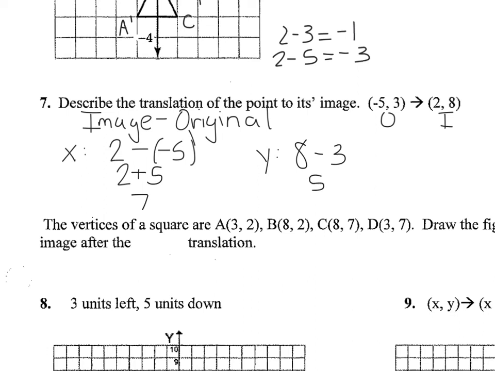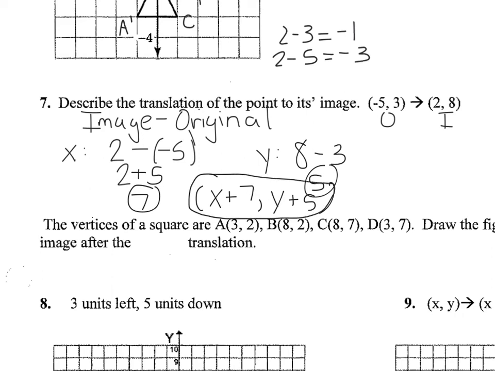But in order to describe the translation, I need to write that in coordinate notation. So that means for the x value, I am adding 7 since it's a positive 7. And for the y value, I am adding 5 because it is a positive 5. So when you describe a translation, you must write it in coordinate notation, correctly showing if you are adding or subtracting, moving left or right, or adding or subtracting to move up or down.